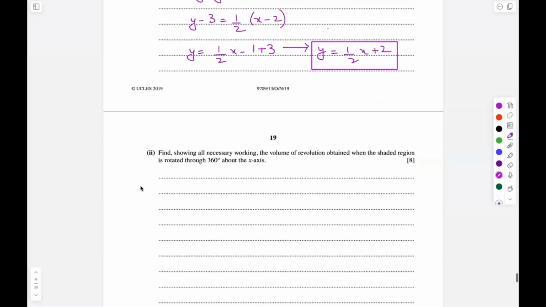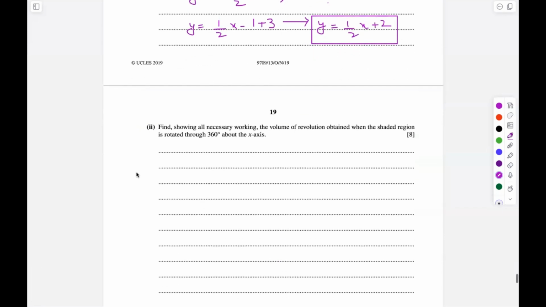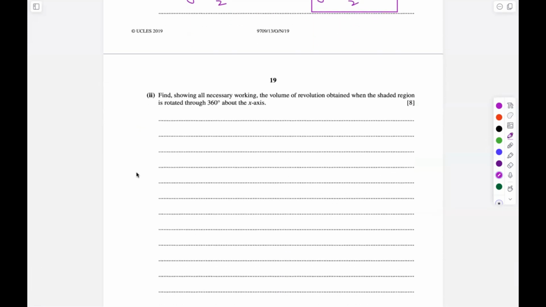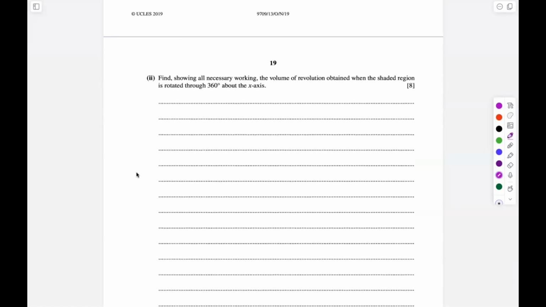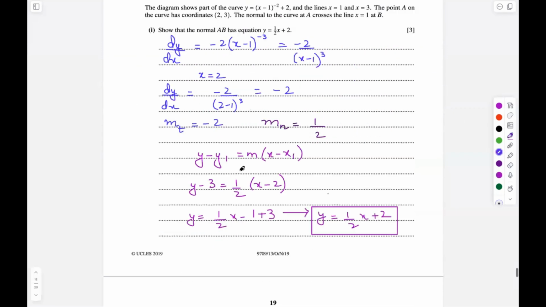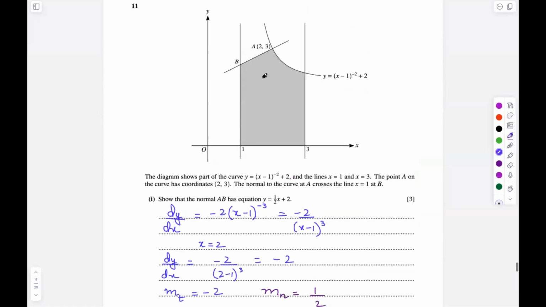Now in part 2, it says find, showing all necessary working, the volume of revolution obtained when the shaded region is rotated through 360 degrees about the x-axis. Now the formula to find the volume is given by pi multiplied by the integral of y squared dx, with limits b and a. So we can now divide this curve to find the volume of the shaded region. We can divide it into two parts.